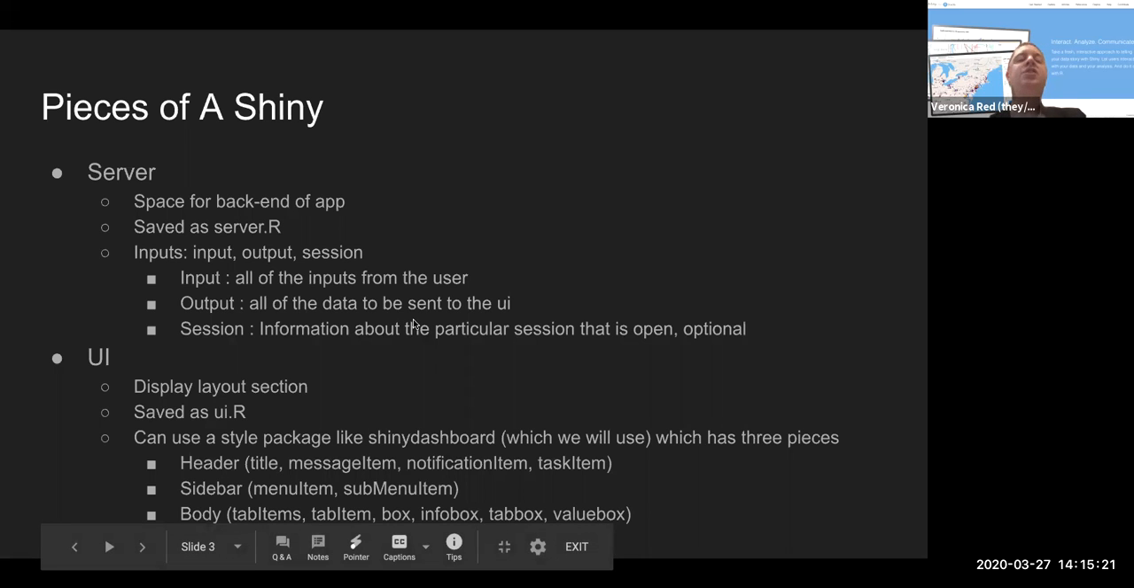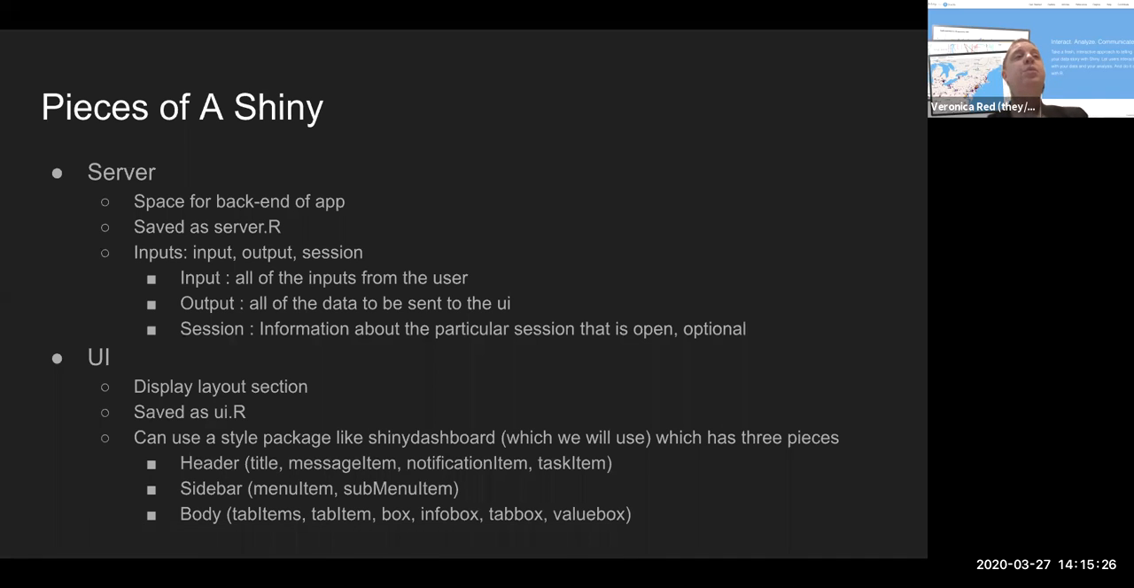So in Shiny, there are two different pieces. There are generally two different .r files. You can create a Shiny with one .r file that has both of these pieces in it, but I recommend not doing that. And this is the format we're going to follow today. So the server of our Shiny is the backend piece. That is where we create everything. That's where we do all of the data analysis. It's our backend for our application.